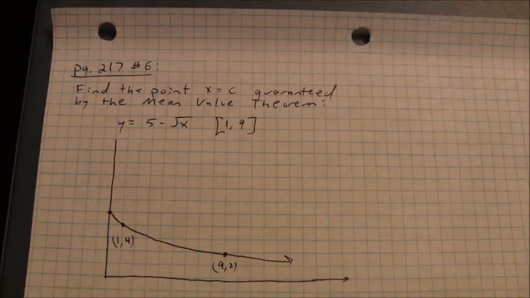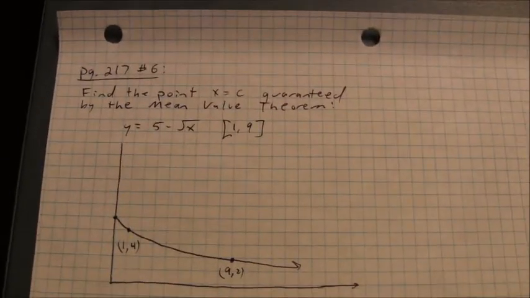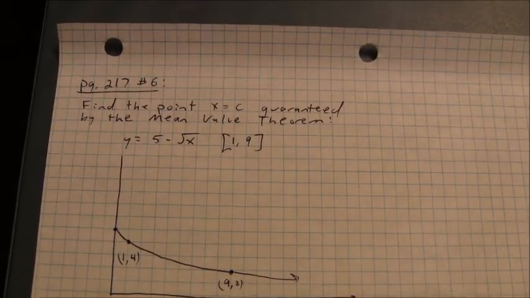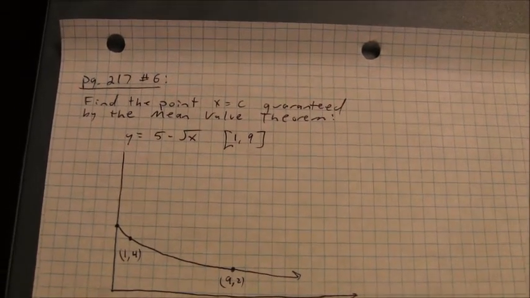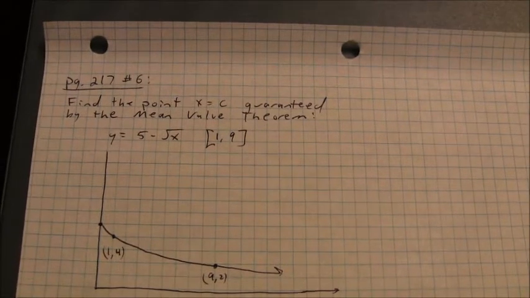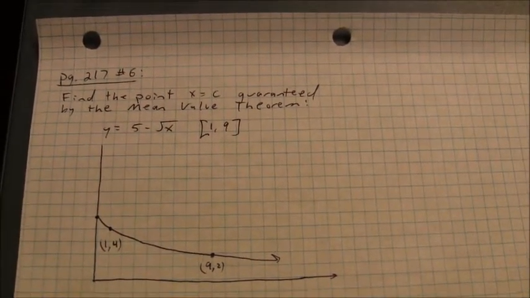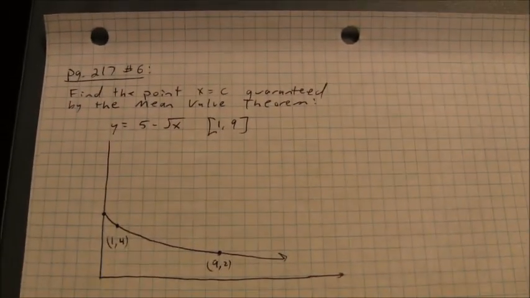I'm going to work the mean value theorem problem from page 217, number 6. This is in Foerster's text. It asks me to find the point x equals c guaranteed by the mean value theorem. It gives me the function 5 minus radical x and the interval 1 comma 9, so between x values of 1 and 9.